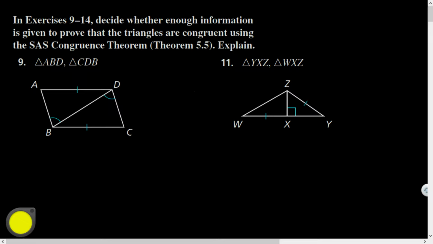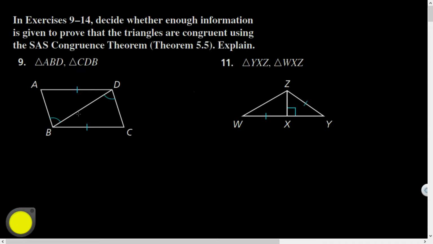It's page 249, section 5.3's homework. Here's questions 9 and 11 coming at you. Question 9 says, decide whether there is enough information to prove that the triangles are congruent using SAS.